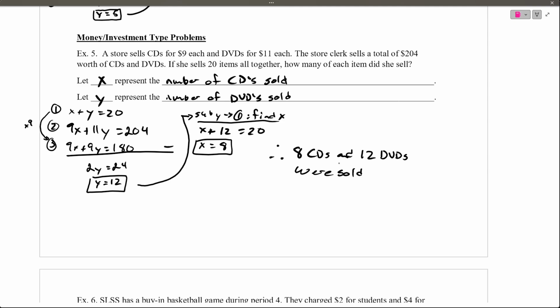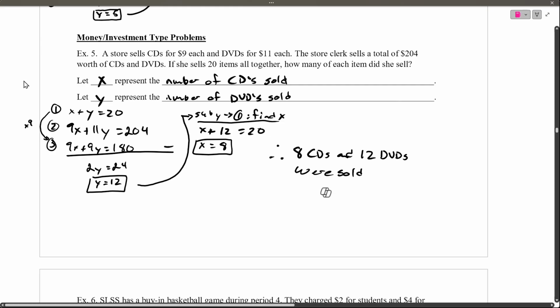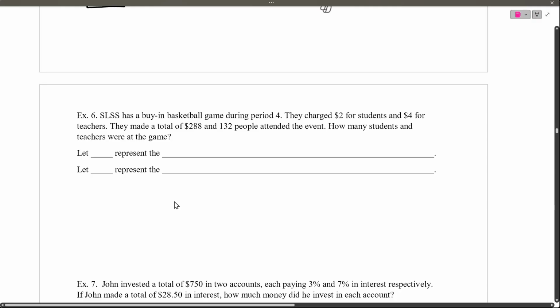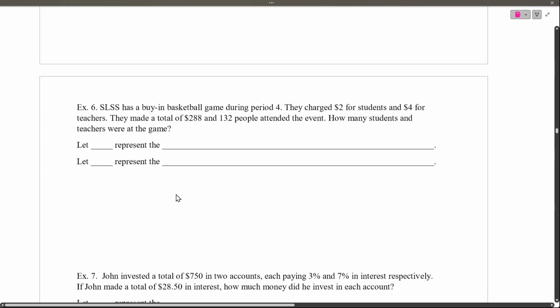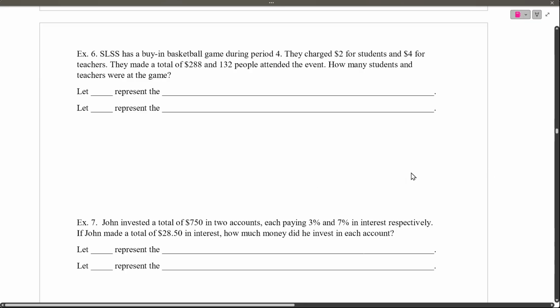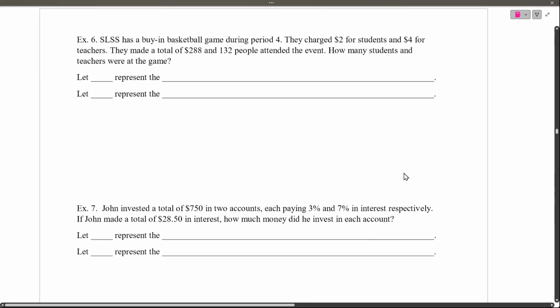Okay, so this is our first money and investment problem. They don't always look exactly like this, but they will always be related back to money. So we're going to do a few examples of these because you're going to see different combinations of them. Okay, so let's go down to the next page. I know this is a longer lesson than we're used to, but this one's got a lot more detail.